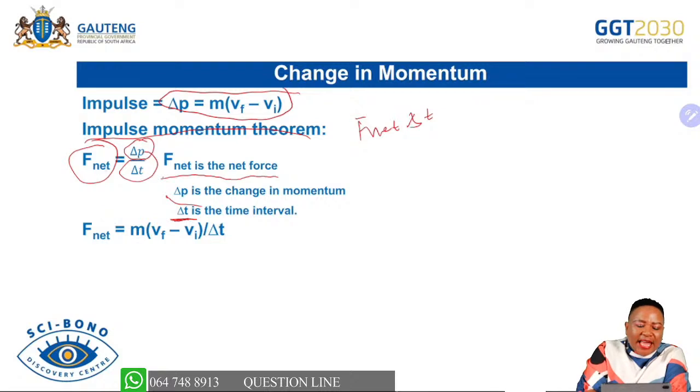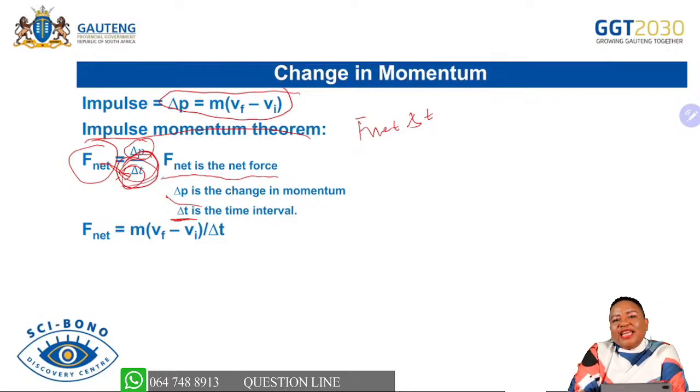Therefore, we need to look at the relationship between the force exerted on an object and the time over which that force is experienced. The relationship between the net force and the time, which I normally call the time of contact, is that they are inversely proportional. However, the relationship between the net force and the change in momentum is that they are directly proportional.